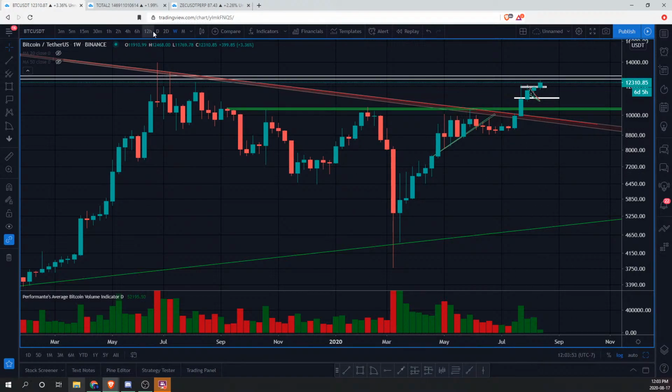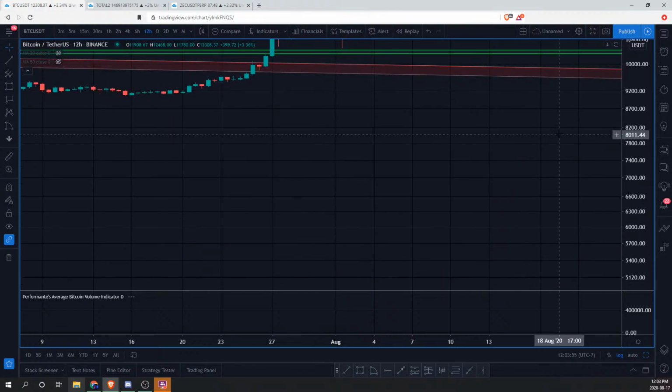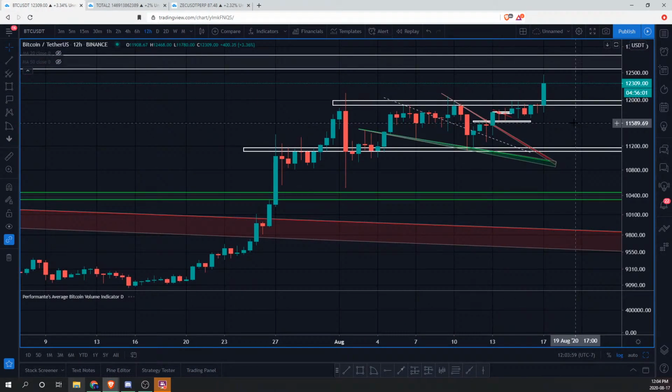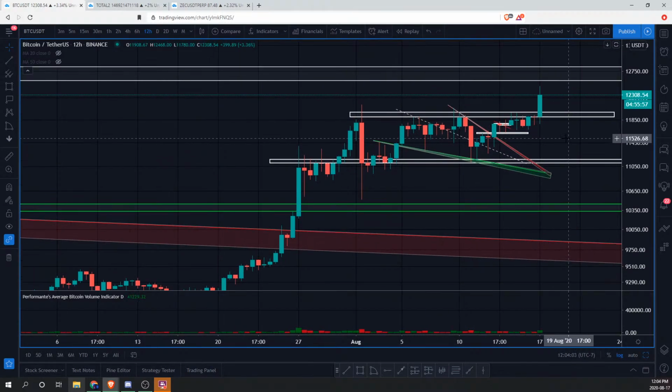So from the daily, let's now go to the 12-hour. We've already talked about the daily and the weekly, which are two large time frames that we like to look at. The 12-hour has not closed either, but we do see a very small consolidation.